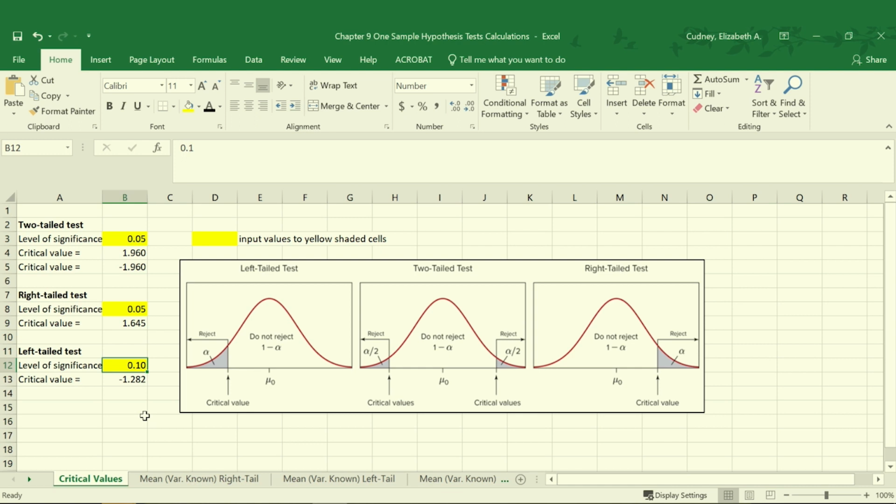The benefit of setting up these tables like this is that rather than going to the tables in the back of your textbook, you can now input whatever level that you have for your level of significance and the values change automatically. So again, in this case, if I change 0.10 to 0.05, it also automatically updates, and I know exactly what the critical value is when I use it for my hypothesis test.